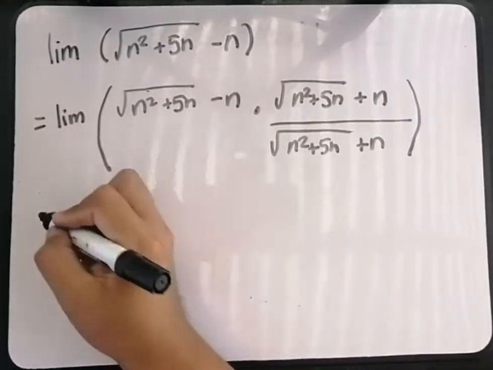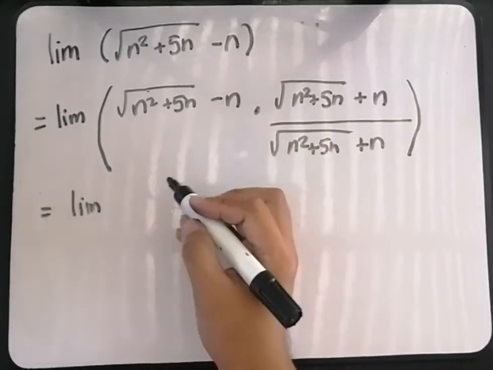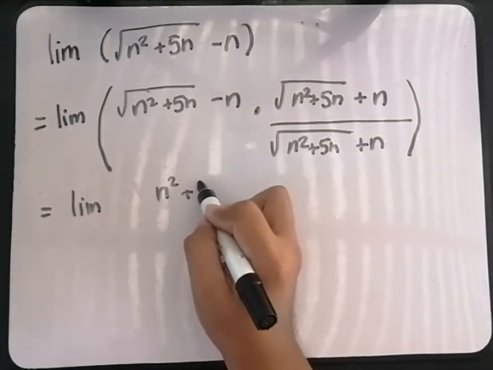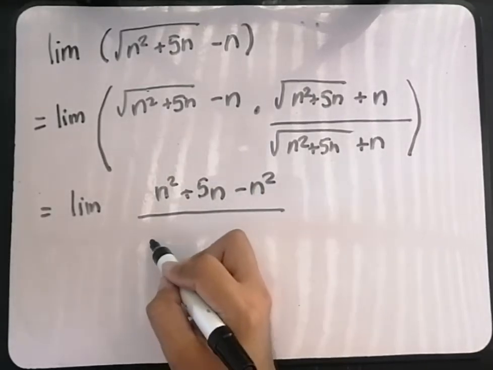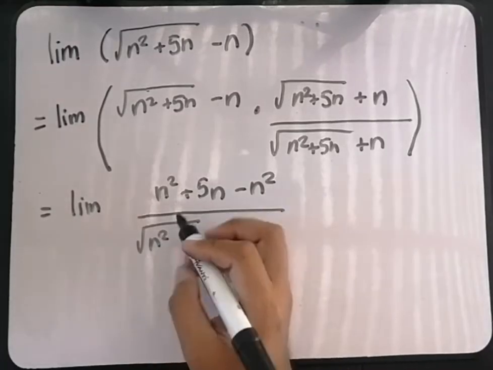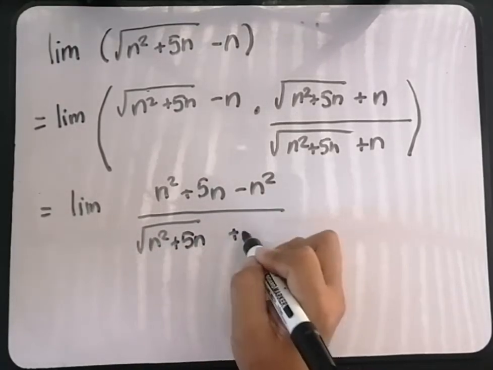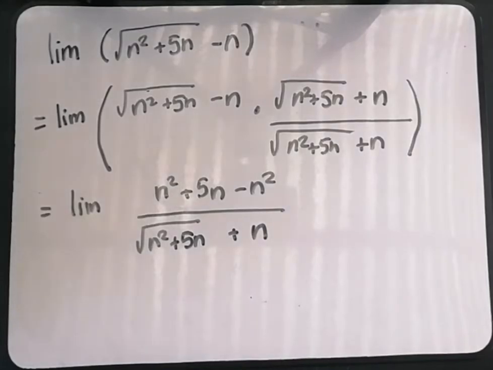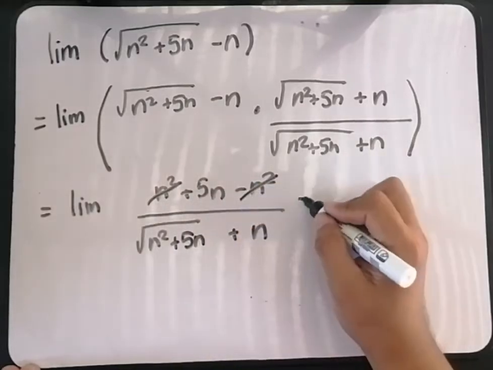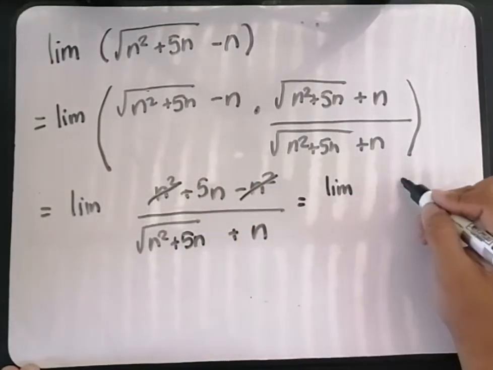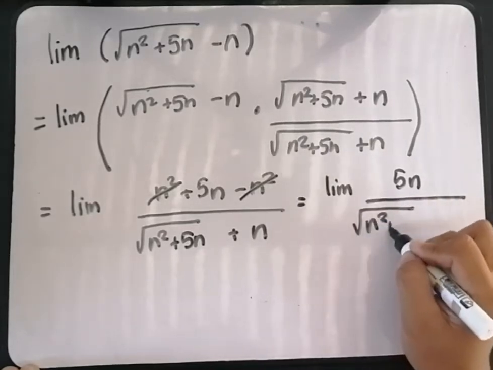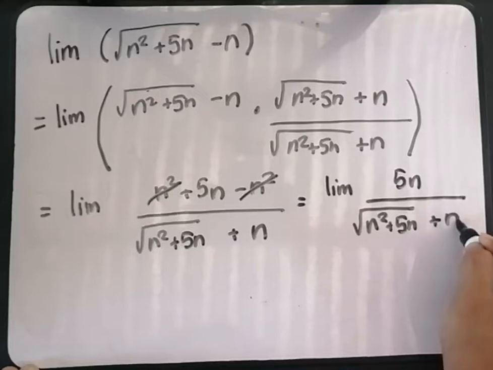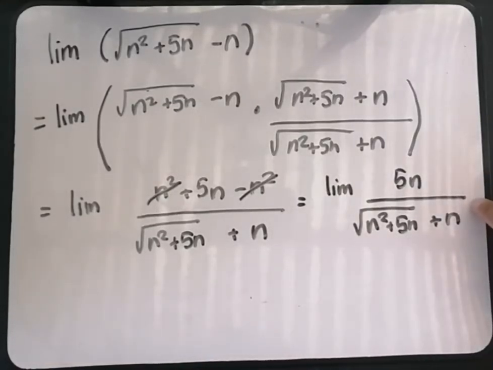we will get the limit of n squared plus 5n minus n squared divided by the square root of n squared plus 5n plus n. So, pwede nating i-cancel ito, which leaves limit of 5n over the square root of n squared plus 5n plus n. Again, this is not convergent.